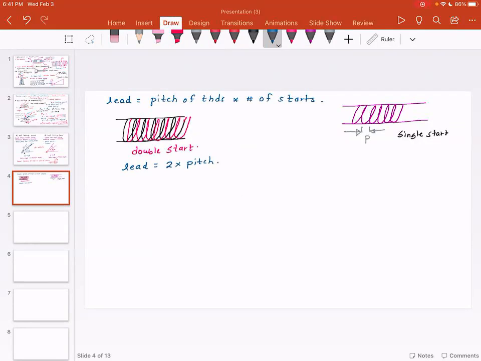So always remember this equation: the lead is equal to the pitch of the thread, which is nothing but the distance between the successive threads, multiplied by the number of starts.